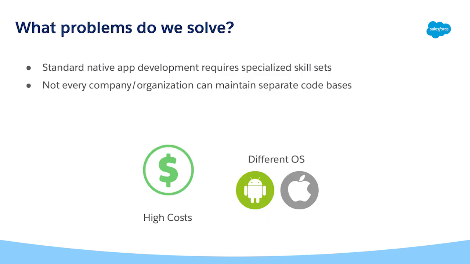So what problems are we trying to solve? Firstly, while the performance and user experiences afforded by native device capabilities are unmatched, the effort and cost of native development is inherently higher because it oftentimes requires special skill sets. So you either hire an iOS developer or an Android developer. Secondly, not every company or organization has the latitude to maintain separate code bases for different operating systems.